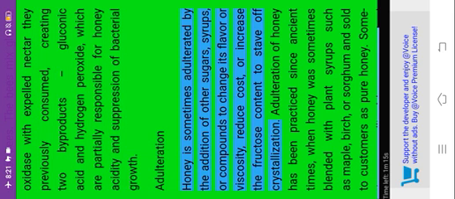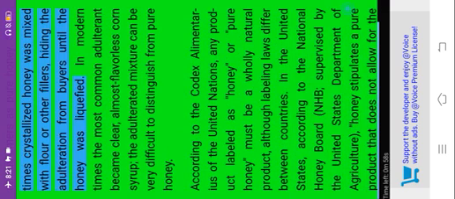Adulteration. Honey is sometimes adulterated by the addition of other sugars, syrups, or compounds to change its flavor or viscosity, reduce cost, or increase the fructose content to stave off crystallization. Adulteration of honey has been practiced since ancient times, when honey was sometimes blended with plant syrups such as maple, birch, or sorghum and sold to customers as pure honey. Sometimes crystallized honey was mixed with flour or other fillers, hiding the adulteration from buyers until the honey was liquefied.